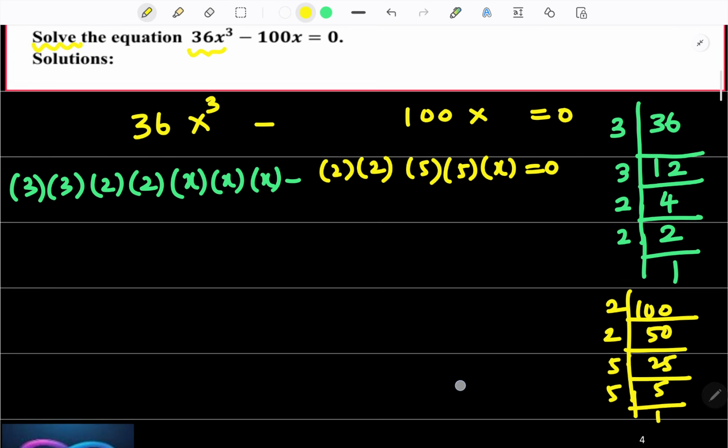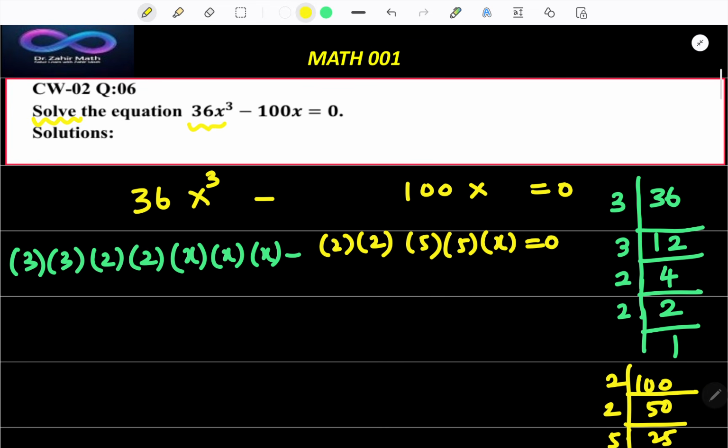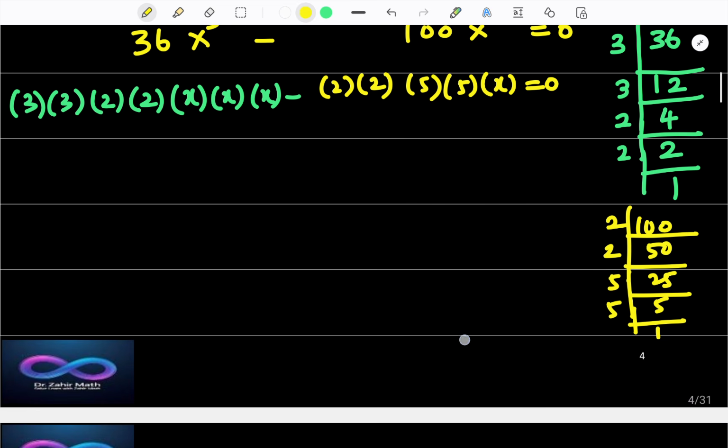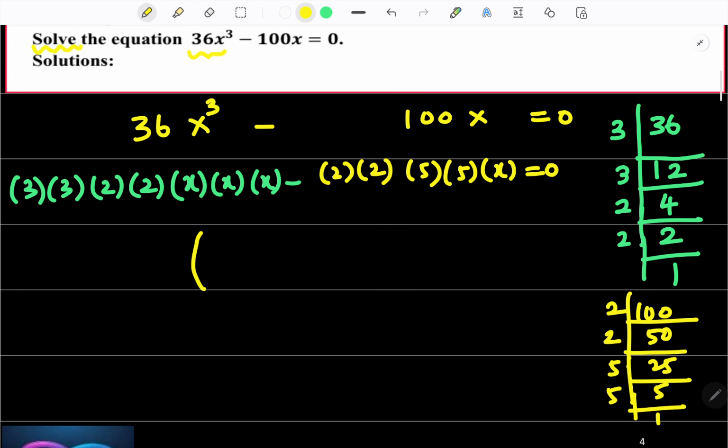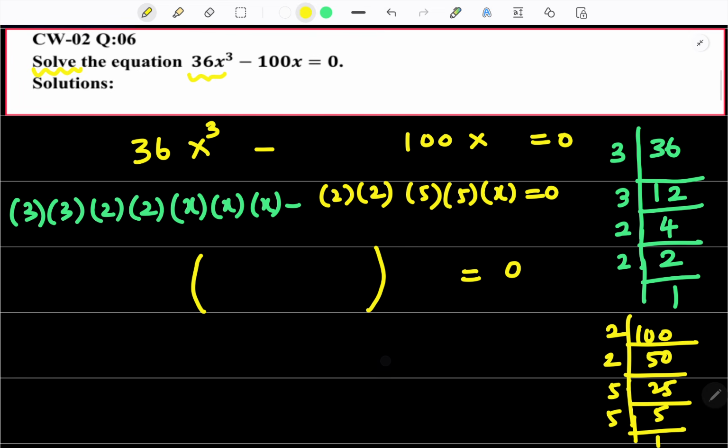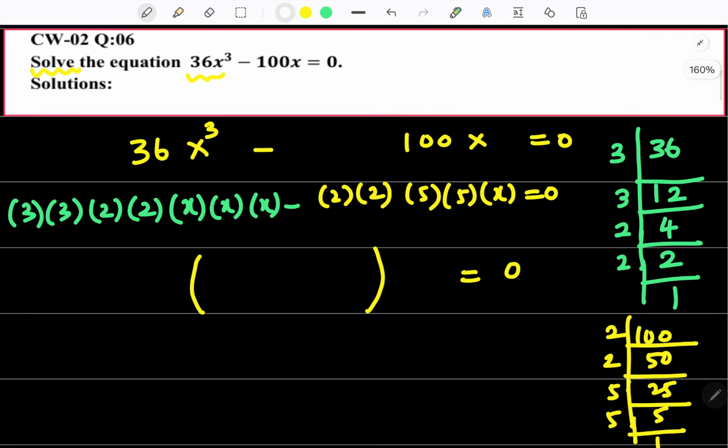I'm sorry, nobody is helping here, right? So 5x is equal to 0, right? Now I'm going to take the common factor equal to 0, right? So what are the terms getting cancelled? Let's see. Yes, 3 is not getting cancelled because there is no 3 on both sides.